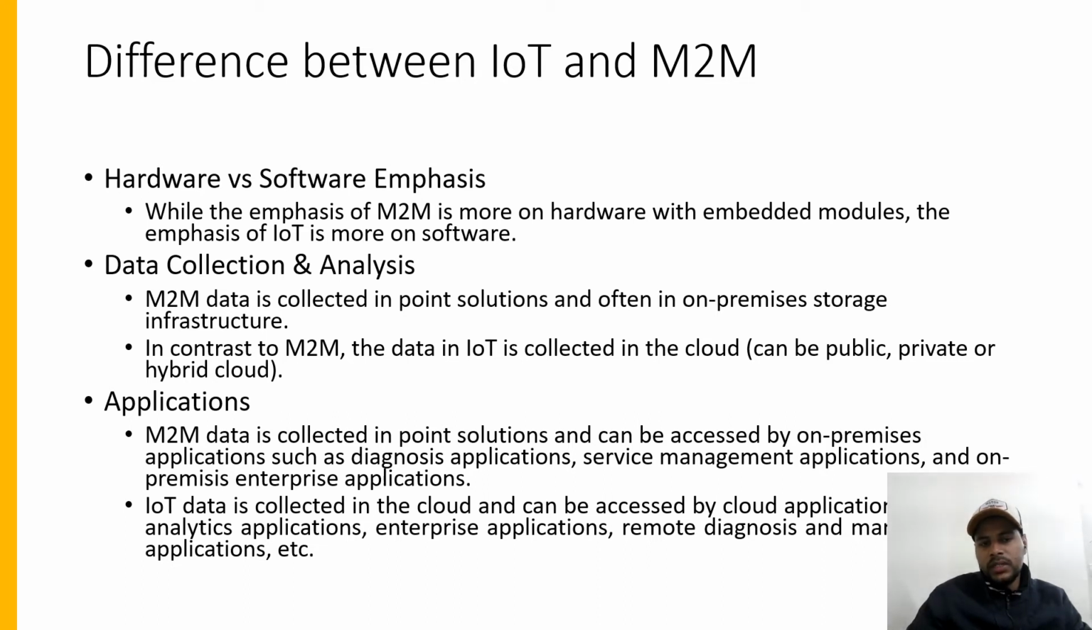Another difference point is on the basis of applications. The M2M data is collected in point solutions and can be accessed by on-premises applications such as diagnosis applications, service management applications, and on-premises enterprise applications. But in case of IoT, the data is collected in the cloud and can be accessed by cloud applications having analytics applications, enterprise applications, remote diagnosis, and various managed applications, etc.